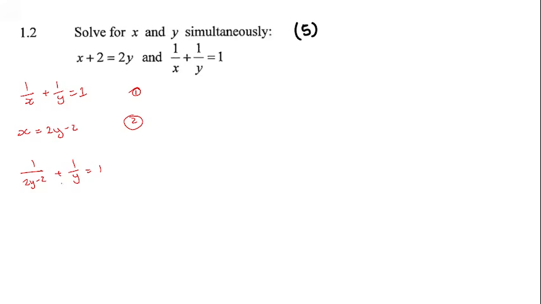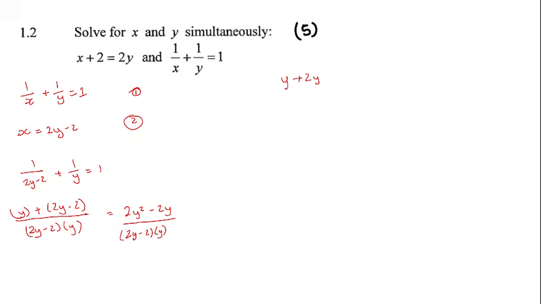And then to solve it, we first need to get a common denominator, which would be our 2y minus 2 and our y. And then on top, this side we would have y plus 2y minus 2. And this would all be equal to, then since we have the same denominator in all of them, we can drop our denominator and we would end up with y plus 2y minus 2 being equal to 2y squared minus 2y.